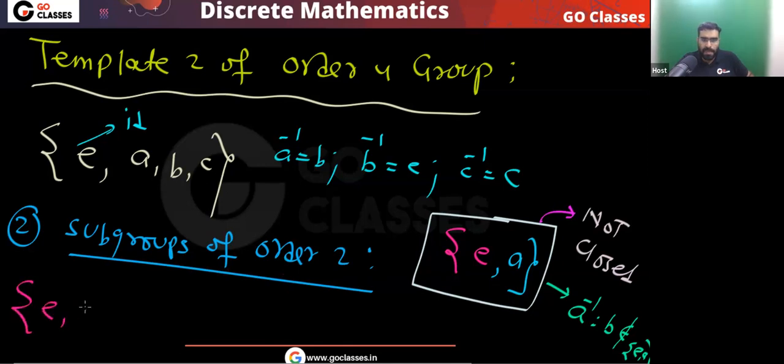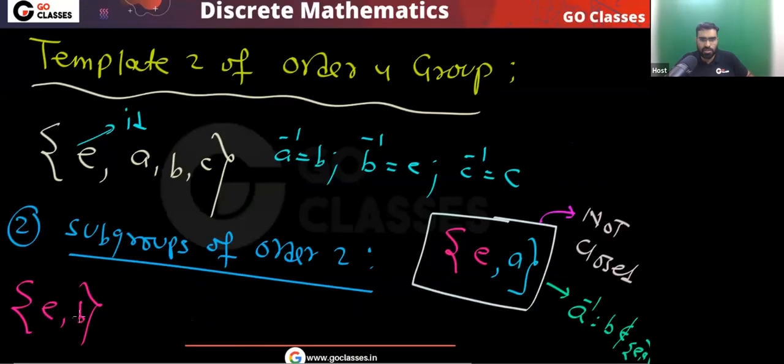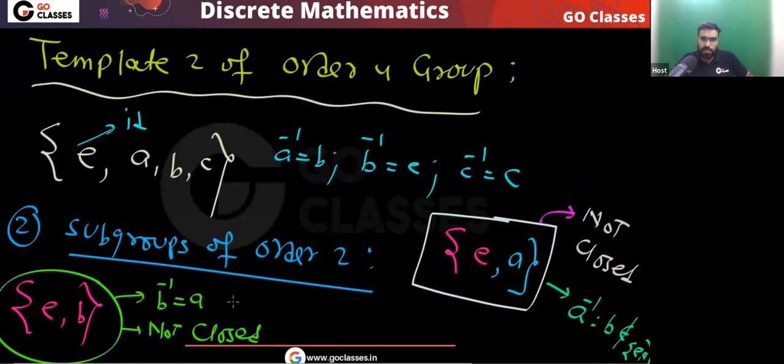What about this one? E comma B. Again, this is not a subgroup. It is not closed. B square is C, so again this is not closed. And second, B inverse is equal to A, and that also does not belong to E comma B.